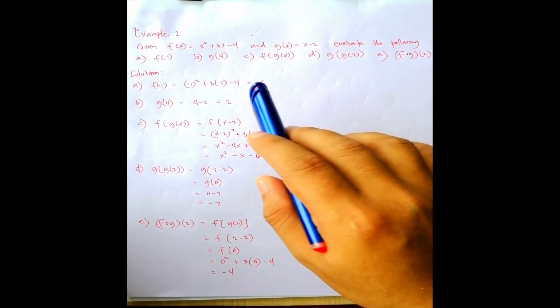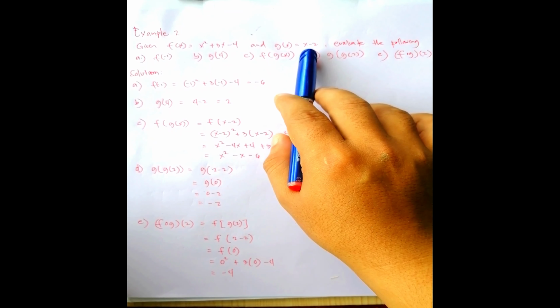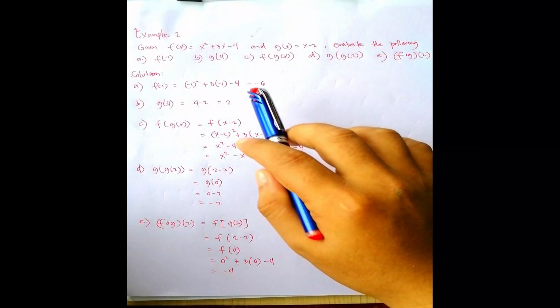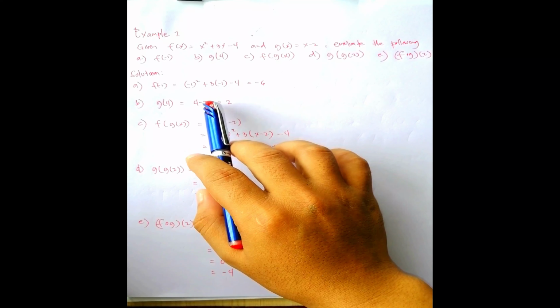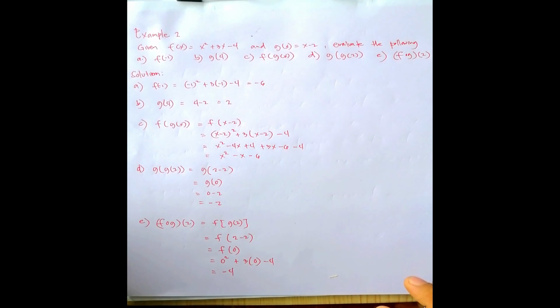Next, g of 4. We know that the function is x minus 2, substituting 4 in x in this function. So we have 4 minus 2, the answer is 2.